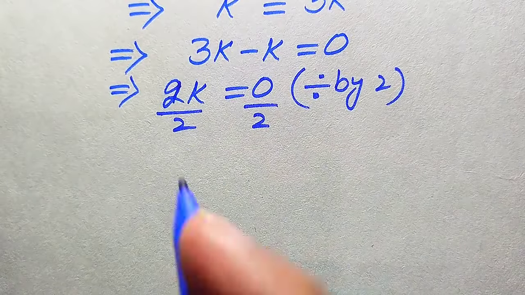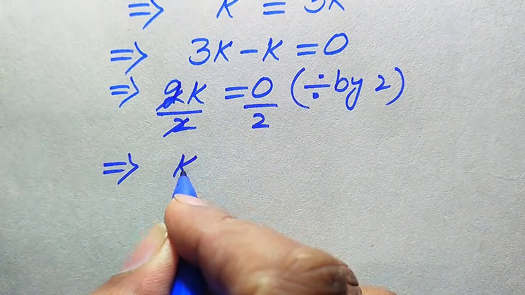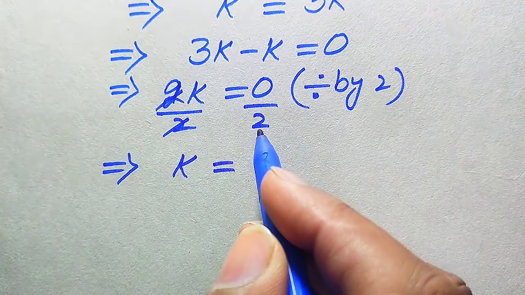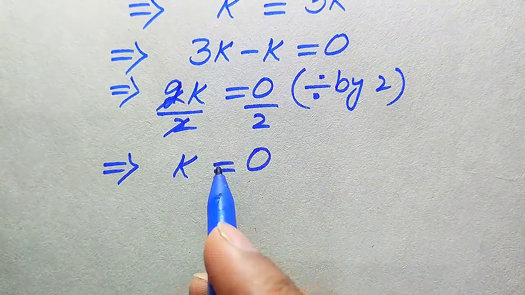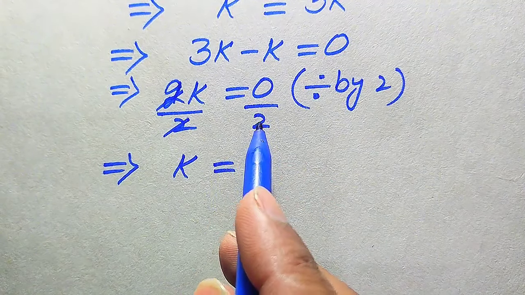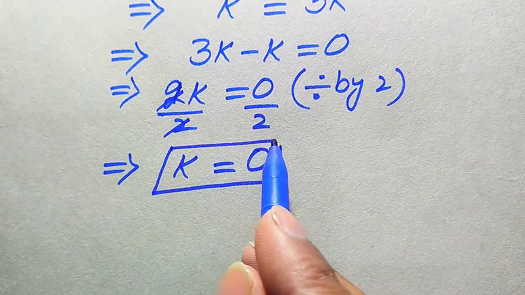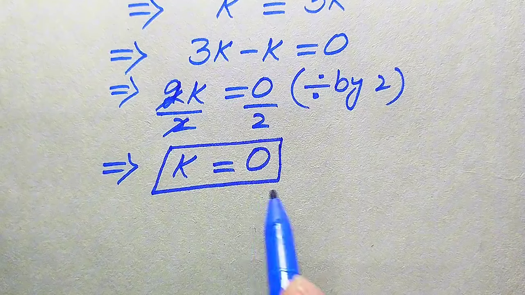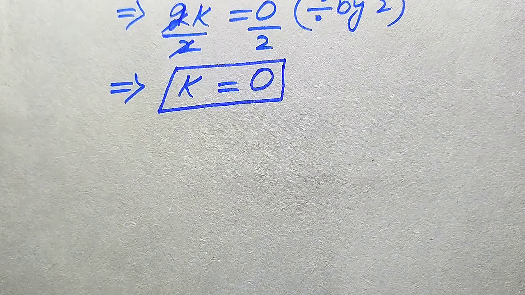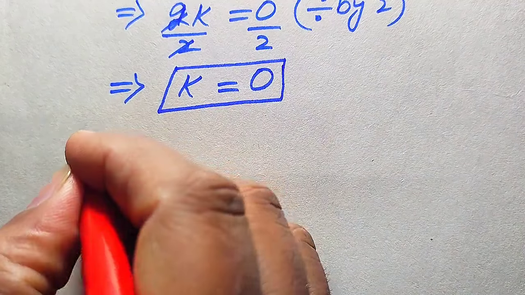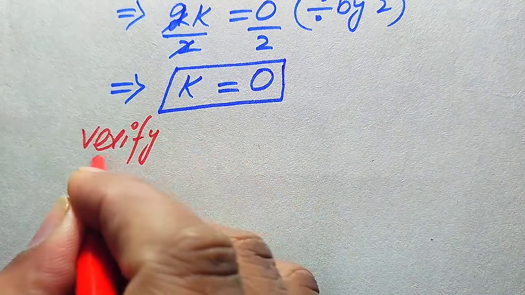Further, in the next step you see that these 2 and these 2 cancel out each other, and on the left hand side we obtain k is equal to, and on the right hand side 0 divided by 2 becomes 0, because we know that when we divide 0 by any other number it remains 0. So we easily get the value k equals 0. So in the first method we get only one root of the given equation, and this is k equals 0.